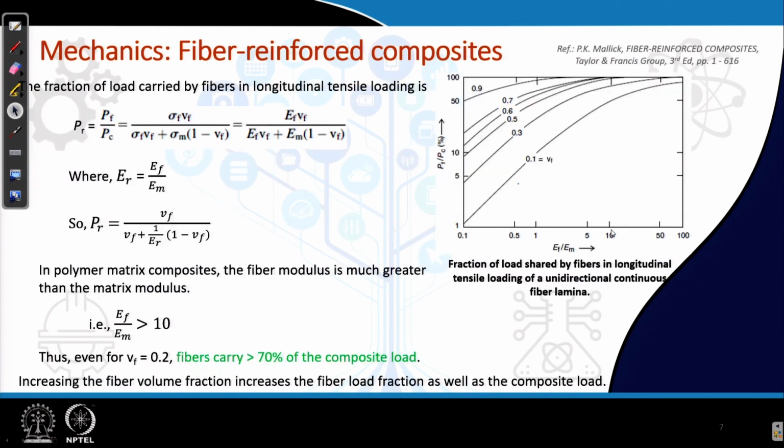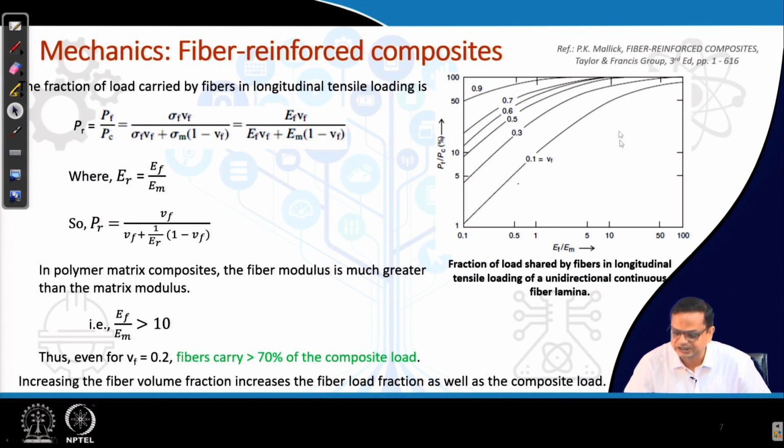Yes. So, you can see in this particular case when E f over E m is 10, and around let us say 0.3 volume fraction is being used, you can see how much the ratio of P f over P c is. Because of the higher value of E f over E m, you can see that the amount of load being carried by the fiber is quite high.